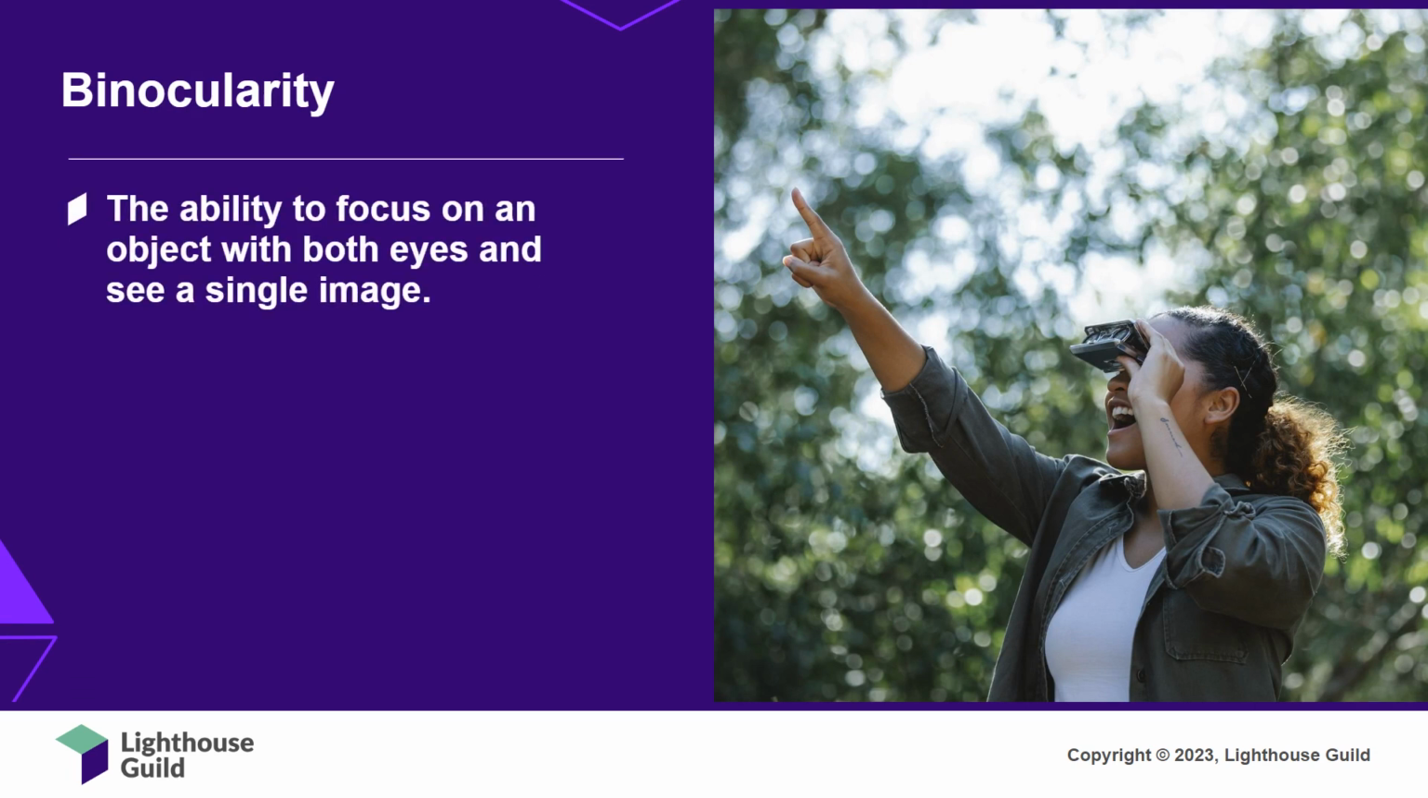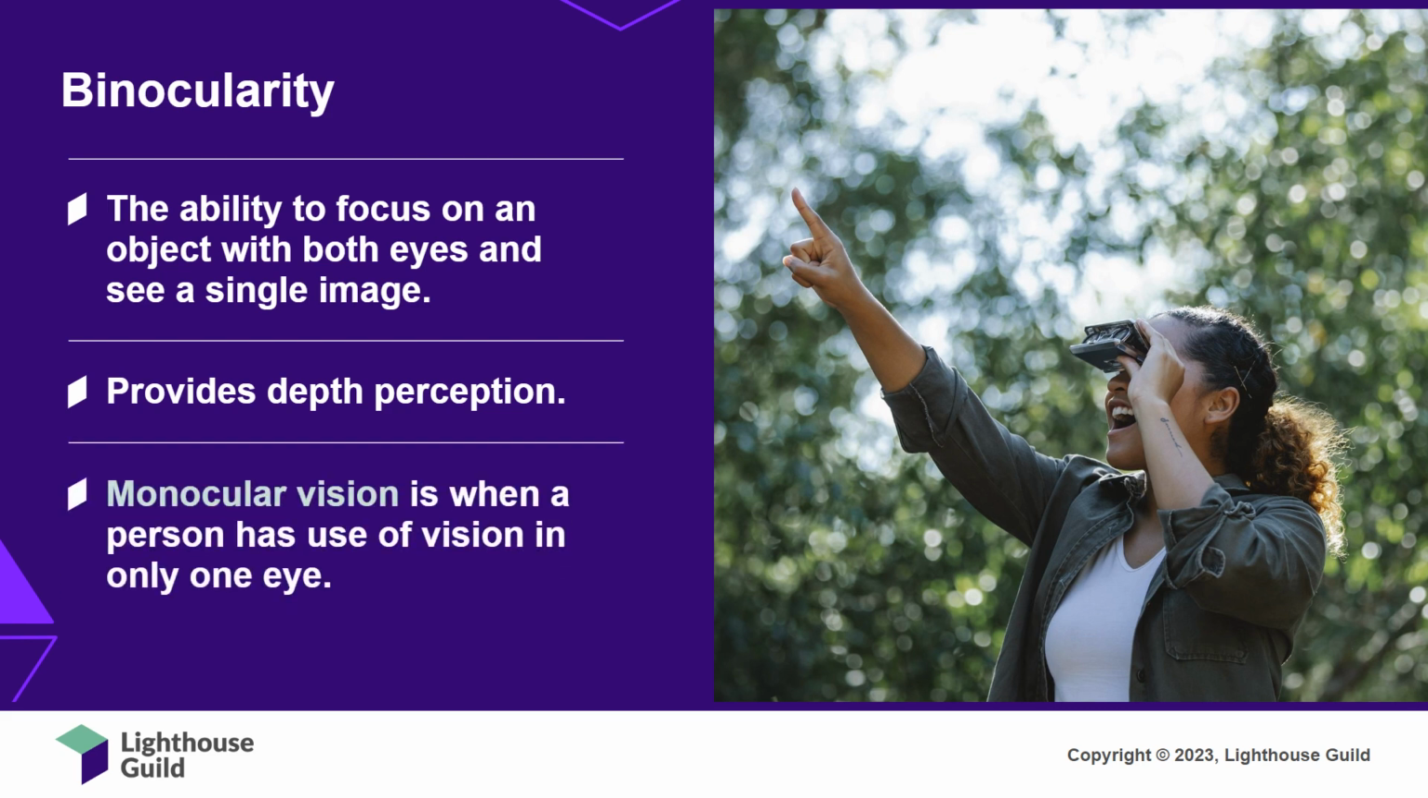Binocularity refers to the ability to focus on an object with both eyes and see a single image. This is a very important visual skill. While both of your eyes look at an image independently, the images overlap or fuse together to form one image. Binocular vision also provides depth perception, which gives three-dimensional vision and allows you to gauge how far away something is, or in some cases, how quickly it is moving toward you. For this reason, people who only have use of vision in one eye, which is called monocular vision, often struggle with depth perception.